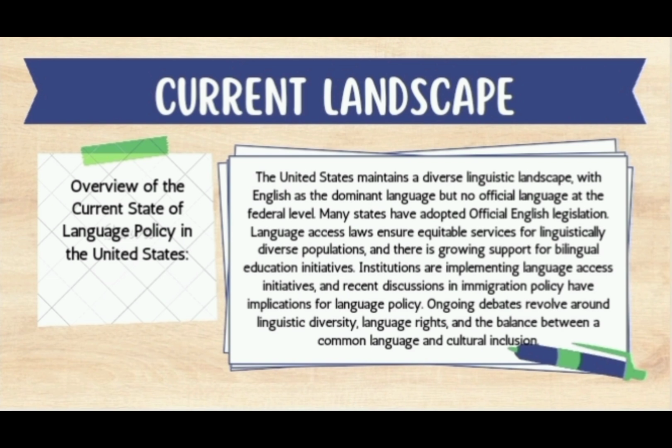So that means in the US, they speak many different languages, but English is the main one. While there is no official language for the whole country, some states have laws saying English should be used officially. Laws also make sure everyone can get help in their language, and there's more support for teaching in different languages at school. Some places are also making it easier for people who don't speak English well to get help, and talk about what language they use and how they teach it is still ongoing, especially when it comes to immigration and making sure everyone feels included.